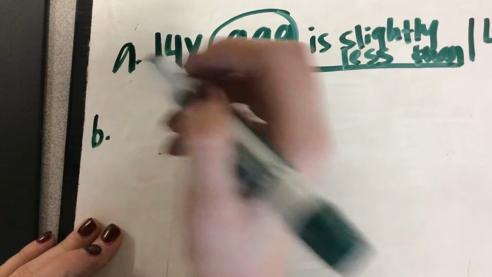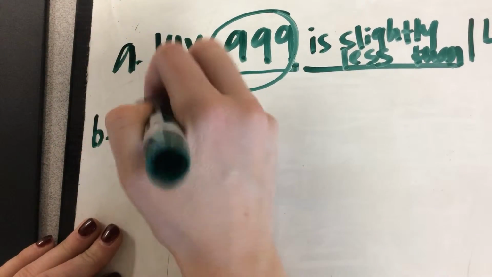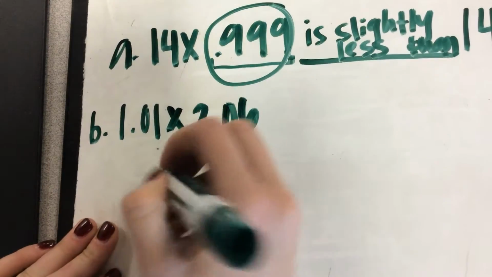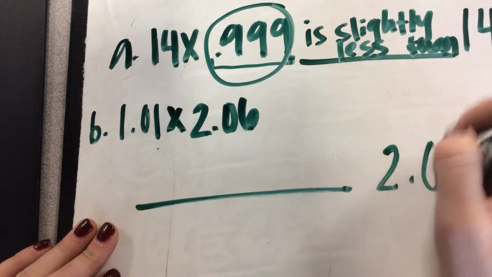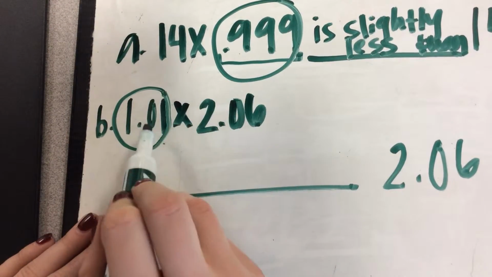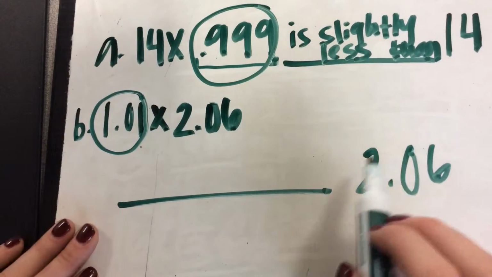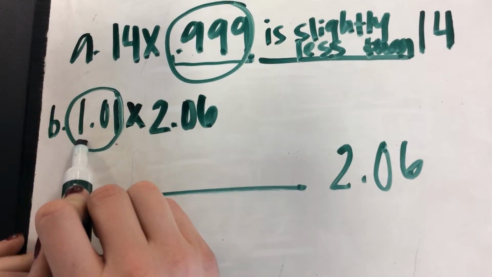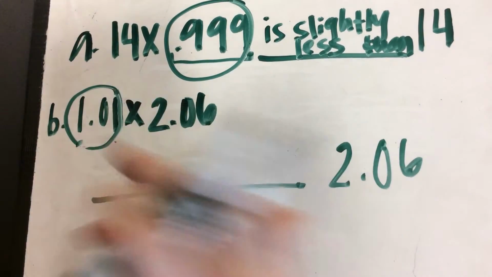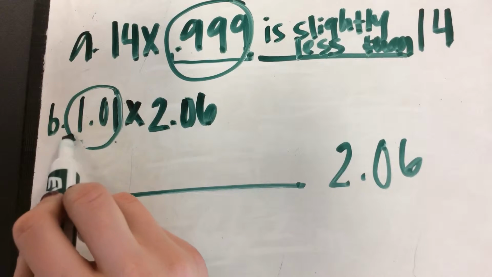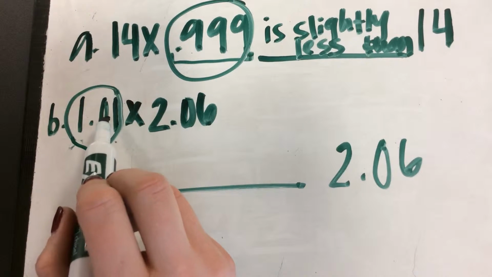Let's look at B. 1 1/100th times 2 600ths is what compared to 2 600ths? So let's look at our scaling factor again. This is the one we're going to multiply by to see if the result is going to be bigger or less than what we started with. So you have to think, is it more than 1, less than 1, or equal to 1? And it's more than 1, but it's barely more than 1, just a little hundredth.